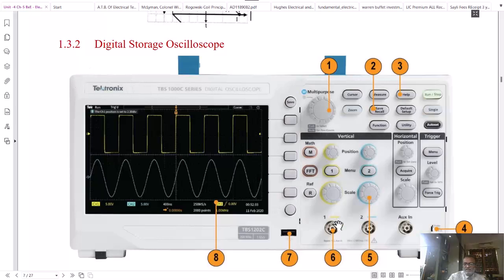There are two channels, channel 1 and channel 2. As usual, there is a selector for volts per division for channel 1 and volts per division for channel 2. There are position adjusting potentiometers for the traces. The trace can be adjusted on the screen vertically by using the corresponding position control potentiometers.